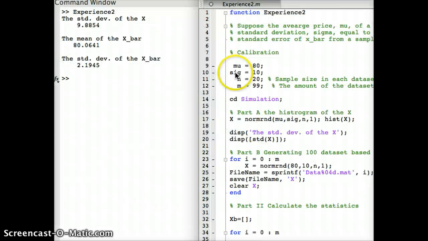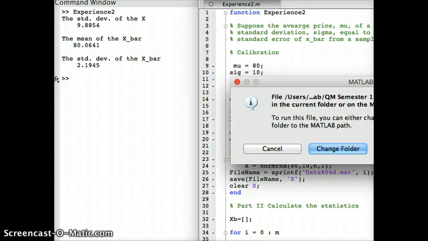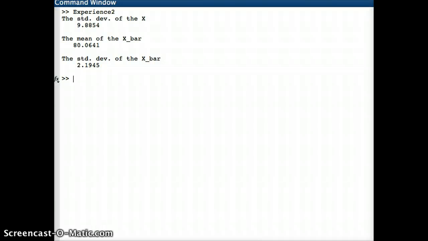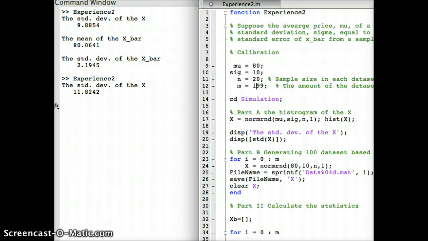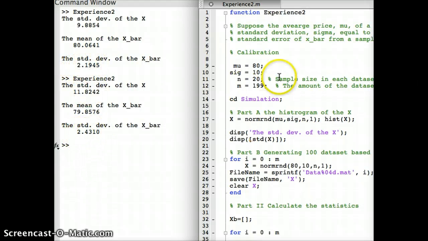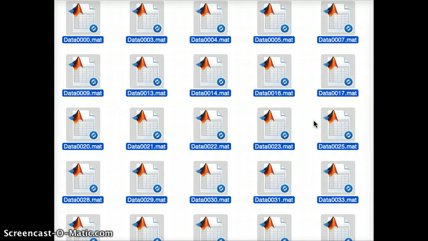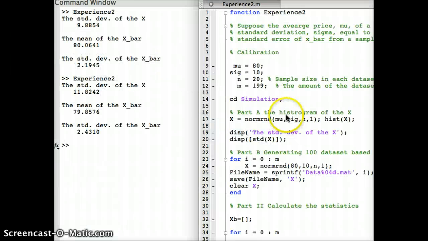Now I delete all of them and increase the value. This time we get 199 files, and we run it. Okay, the standard deviation is becoming, actually it's worse. It was 2.19, and this is 2.43. This is different from our expectation.